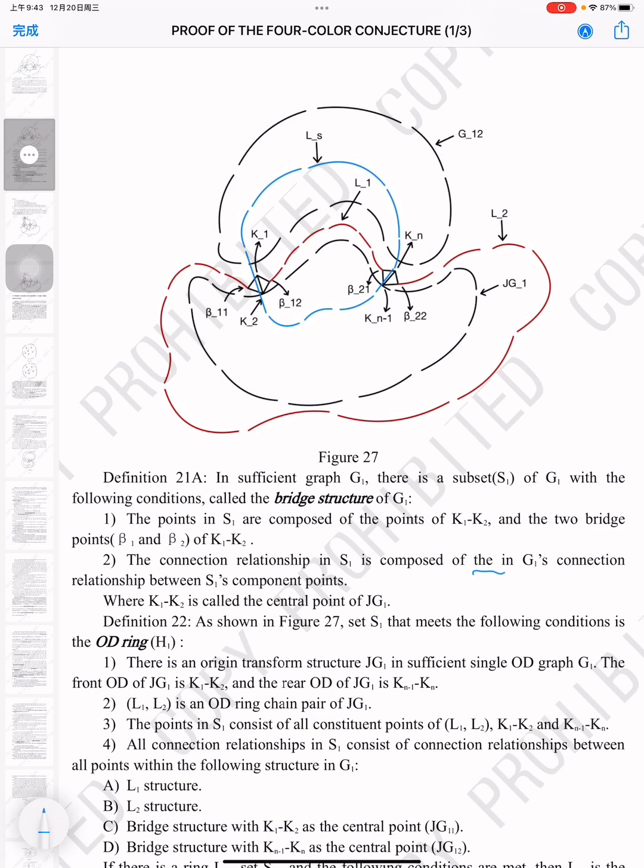A. L1 structure. B. L2 structure. C. Bridge structure with K1-K2 as the central point, G11. D. Bridge structure with Kn-1-Kn as the central point.